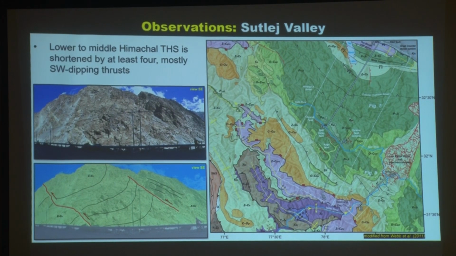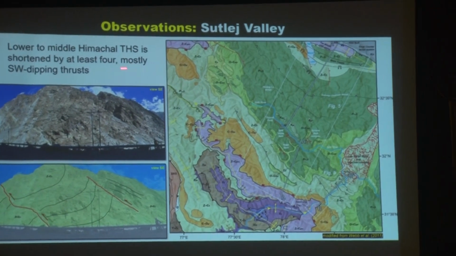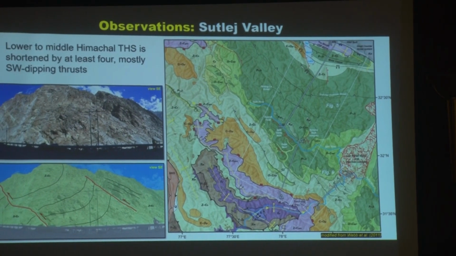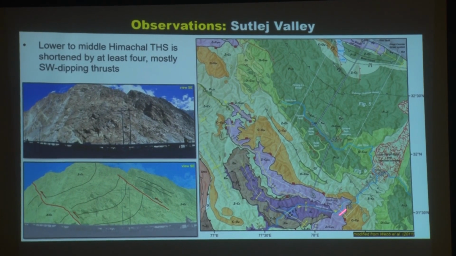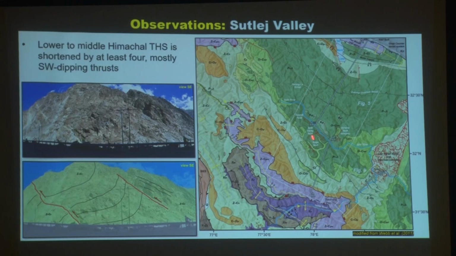Okay, so that was Spiti-Pin Valley. Now we're going to move to the southeast to Sutlej Valley. In this region, the lower to middle Himachal THS, the Tethyan Himalayan sequence, is shortened by at least 4 mostly southwest-dipping thrusts. The Sutlej Valley is located right here. This was Spiti-Pin Valley; we're just moving to the southeast. Here are some photographs of these thrusts right there. So, thrust there. Those are again dipping towards the southwest.